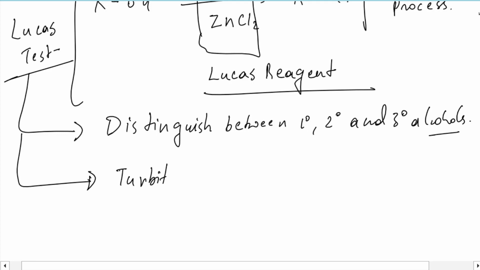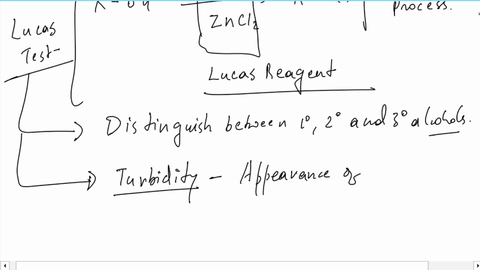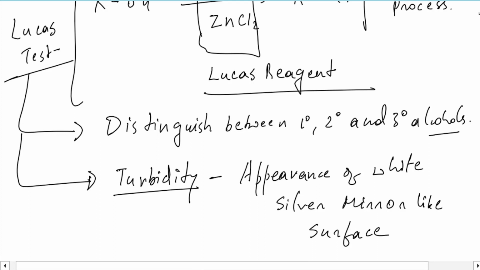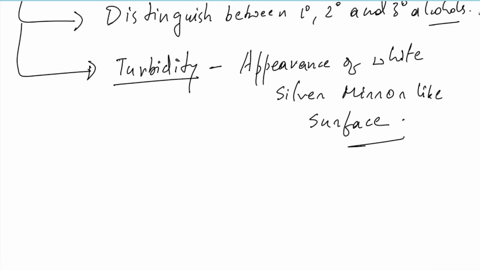What is turbidity? It's the appearance of a white silver mirror-like surface. That's something known as turbidity. So this turbidity in case of primary alcohol appears in an hour.